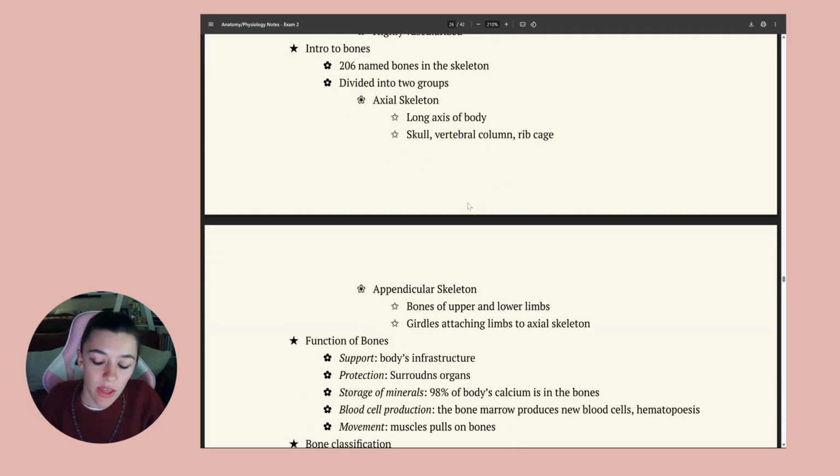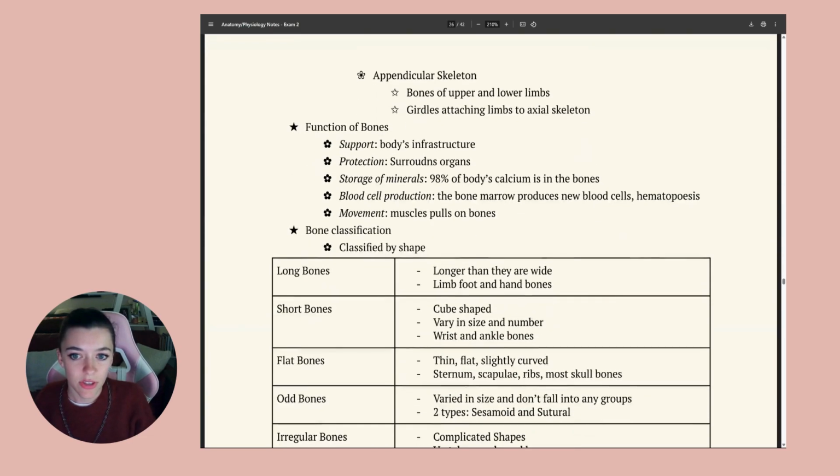axial skeleton and the appendicular skeleton. The axial skeleton is the long axis of your body. It's going to be your skull, your vertebral column, and then your rib cage. And then appendicular skeleton is everything else. It's like your appendages, your arms, your legs, whatnot. The girdle attaches limbs to the axial skeleton.